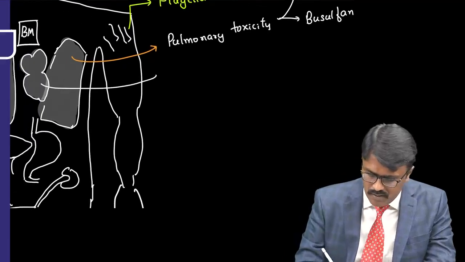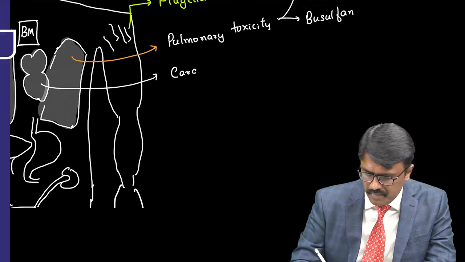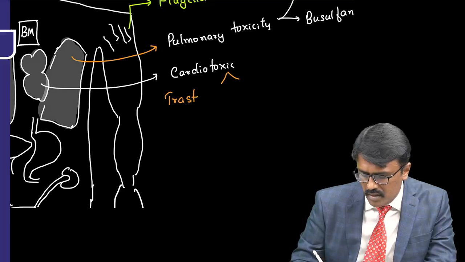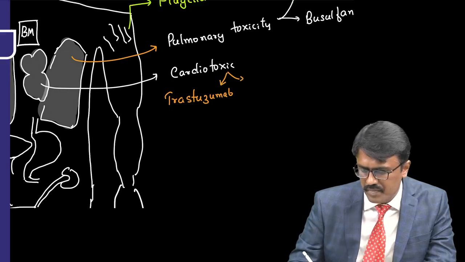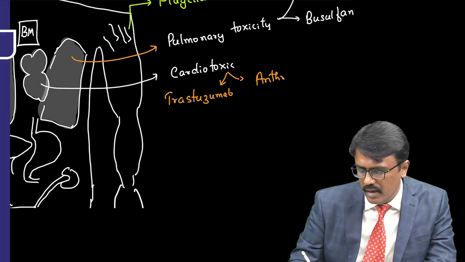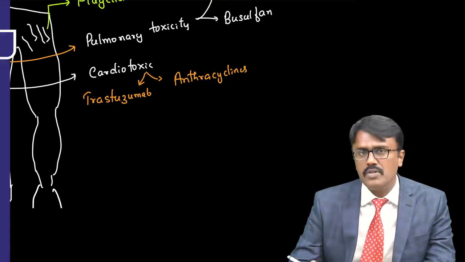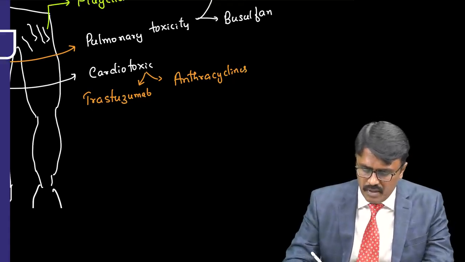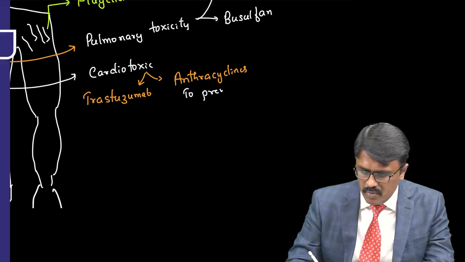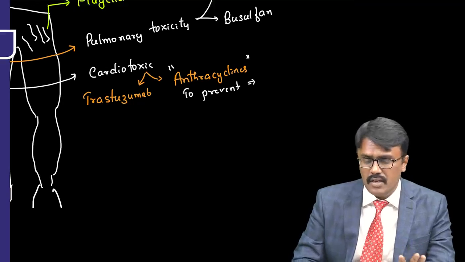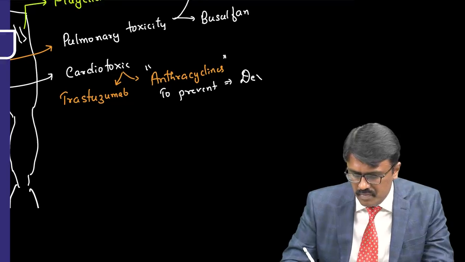Now, what drugs will cause cardiotoxicity? There are two important cardiotoxic drugs. One is the MAB called trastuzumab, and we have one more, they are called anthracyclines. Anthracyclines like daunorubicin, doxorubicin can cause it. How to prevent anthracycline-induced cardiotoxicity, what do we use? We use an iron chelator. What is the name of it? Dexrazoxane.